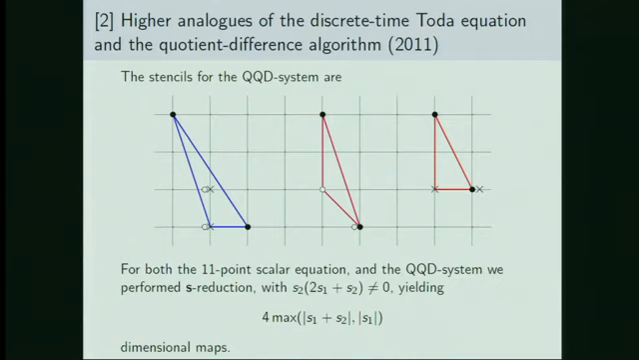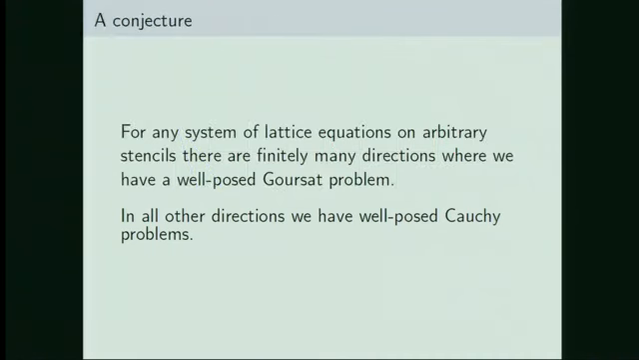What you get is the same thing for both the scalar equation and the system. You could show that the dimension of the reduction was given by this formula. Now here is my conjecture, just from looking at lots of systems, and I say that for any system of lattice equations on arbitrary stencils, there's always finitely many directions where we have a well-posed Gauss problem, and in all other directions there is an initial value problem, the Cauchy problem.